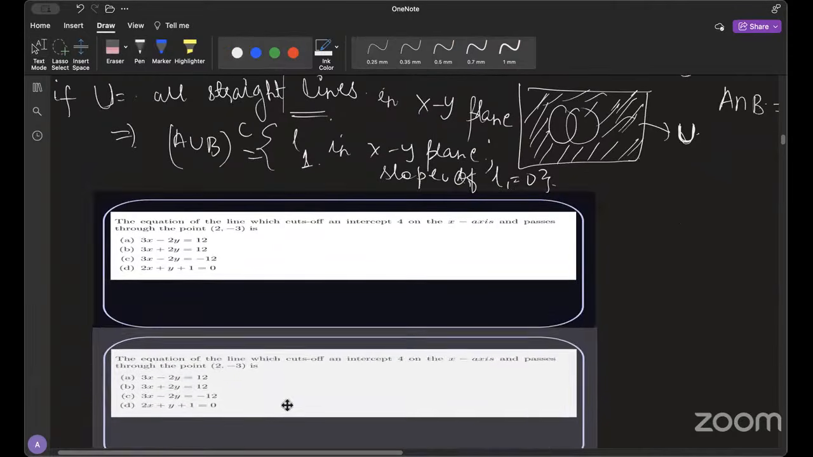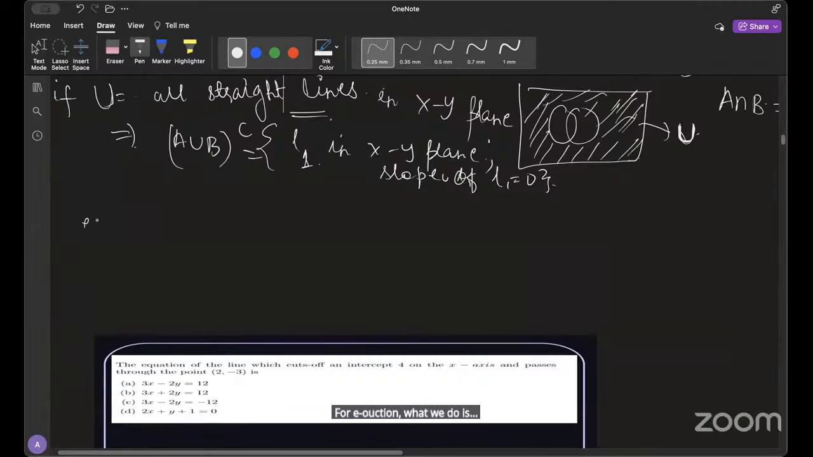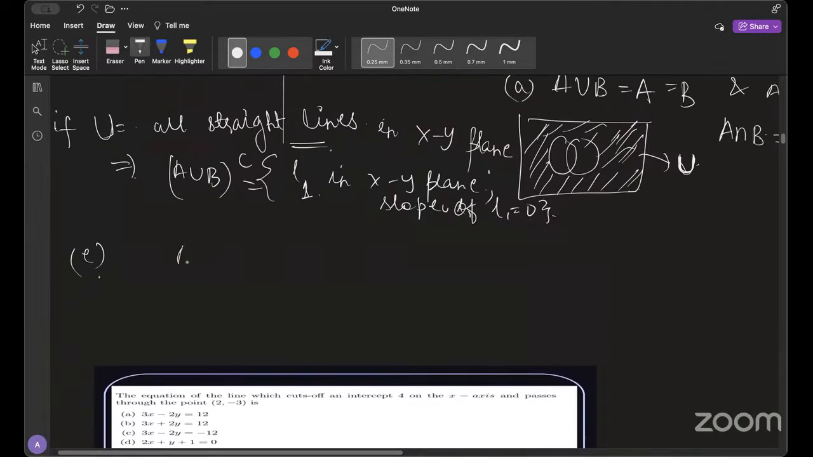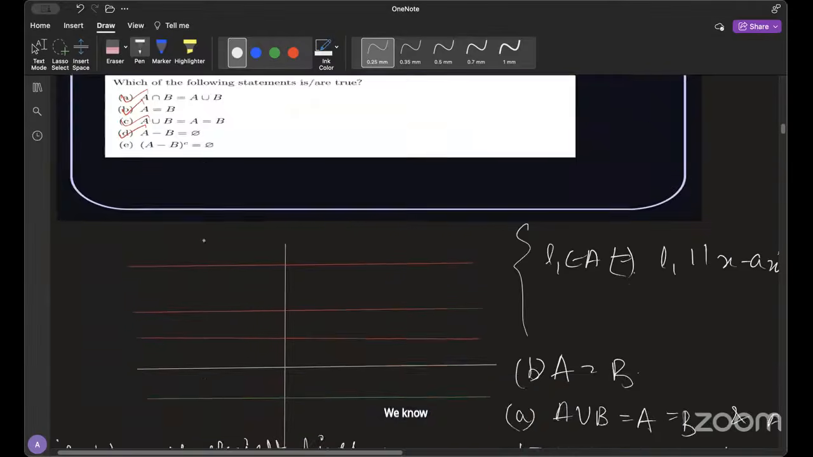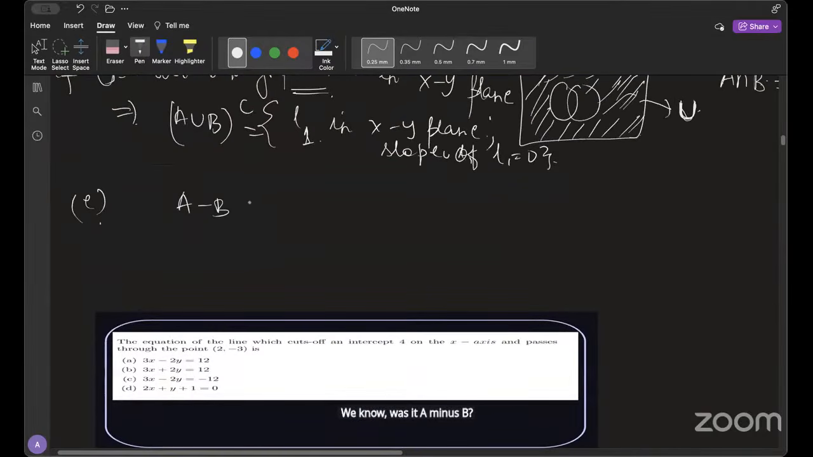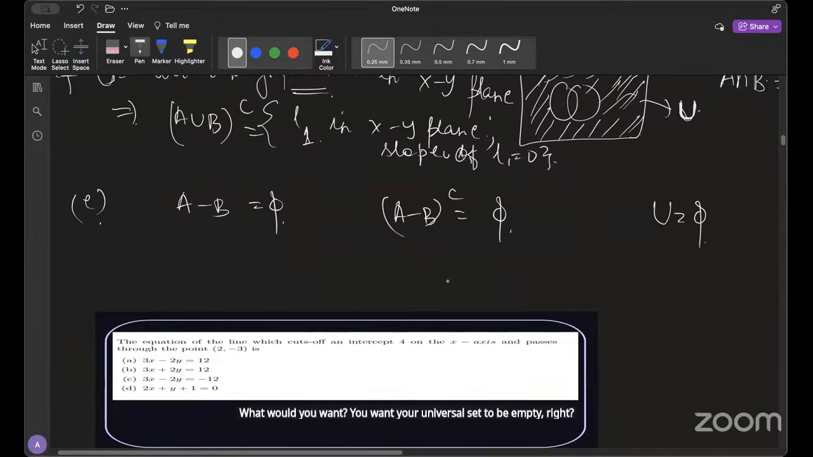For the E option, what we do is, we know, was it A minus B? Okay. So A minus B is an empty set, right? For A minus B complement to be empty, what would you want? You want your universal set to be empty, right? Ma'am, I didn't get it. What is our universal set here? We have not been given the universal set, but it doesn't matter.